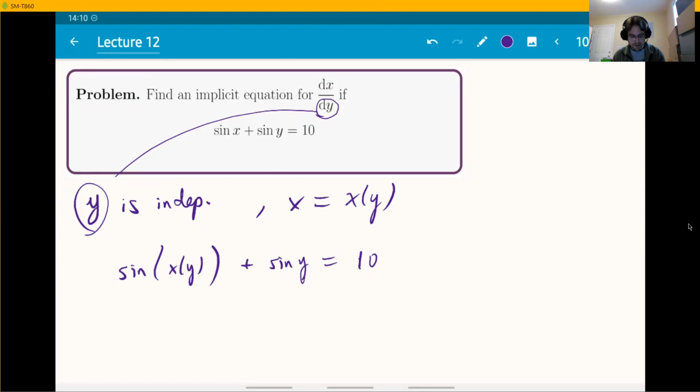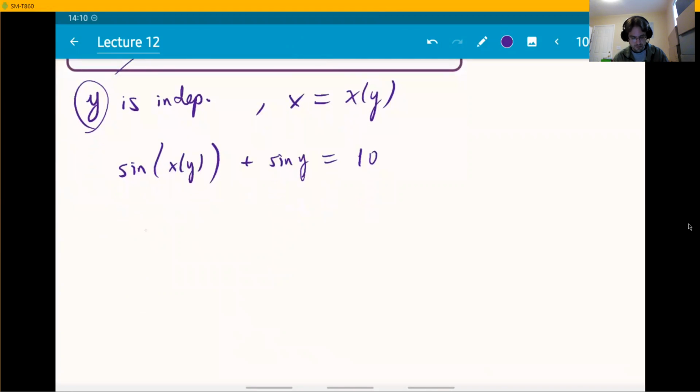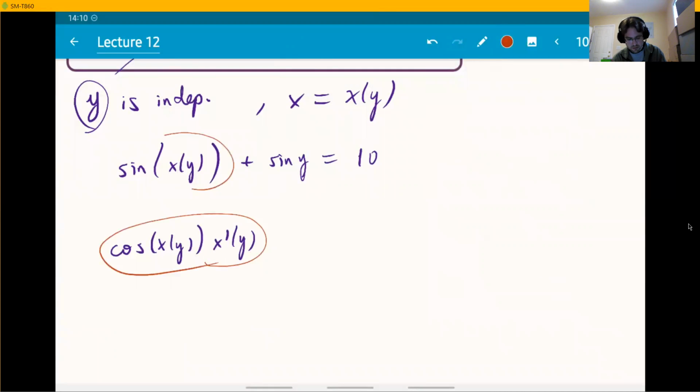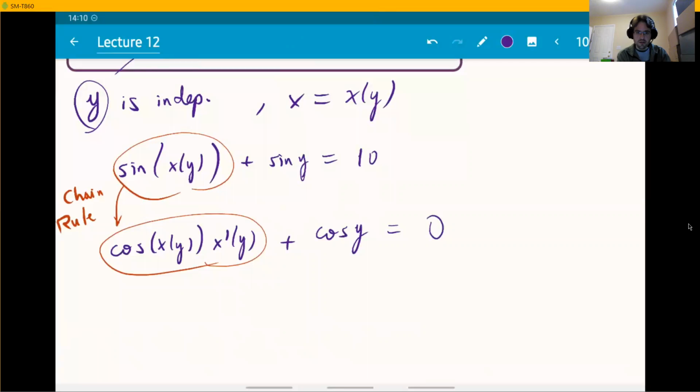How does that work? Well, this first term is the chain rule. Derivative of sine is cosine, and derivative of the inner function is x prime of y. Plus, what is the derivative of sine of y with respect to y? It is cosine of y. Equals. Try to not write a 10 here. The derivative of 10 is 0. That is just a constant.